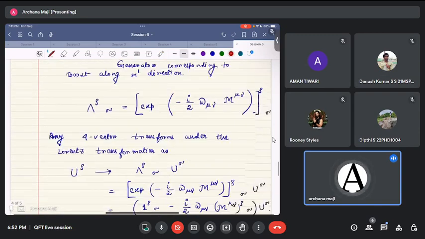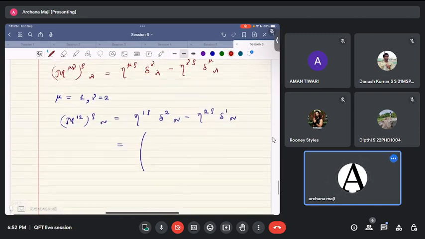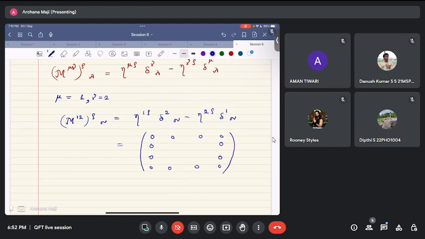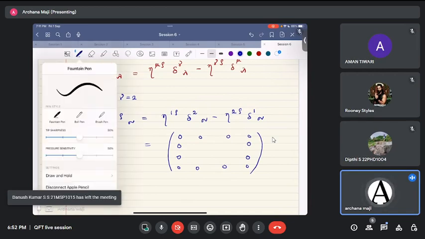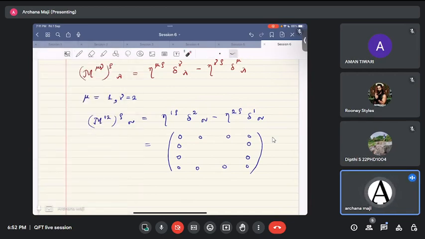Okay, so let's proceed with this mu equal to 1 and mu equal to 2 case. So what will be the elements now for this matrix? Let's see. So for 0th row, everything will be 0. Also 3rd row, everything will be 0, as you can see. And only this 2 by 2 box, there will be non-zero elements.